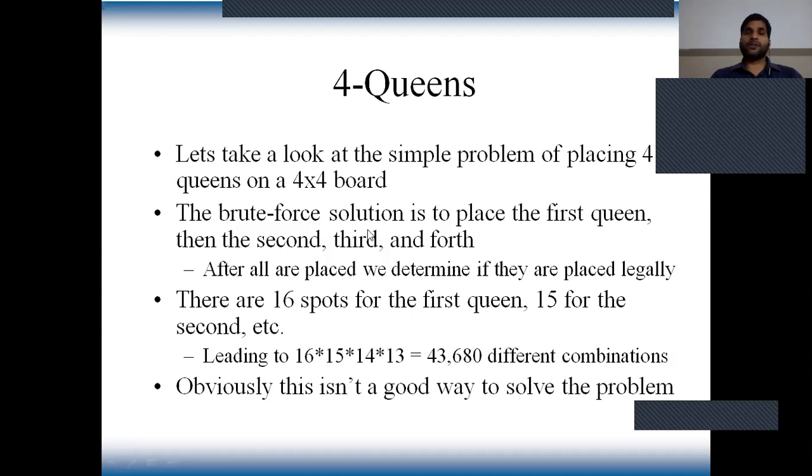The brute force solution is to place the first queen, then the second, third and fourth, and so on. After all are placed, we determine if they are placed legally. There are 16 spots for the first queen and 15 for the second, etc., leading to 16 into 15 into 14 into 13, that is 43,680 different combinations possible. Obviously, this is not a good way to solve the problem.